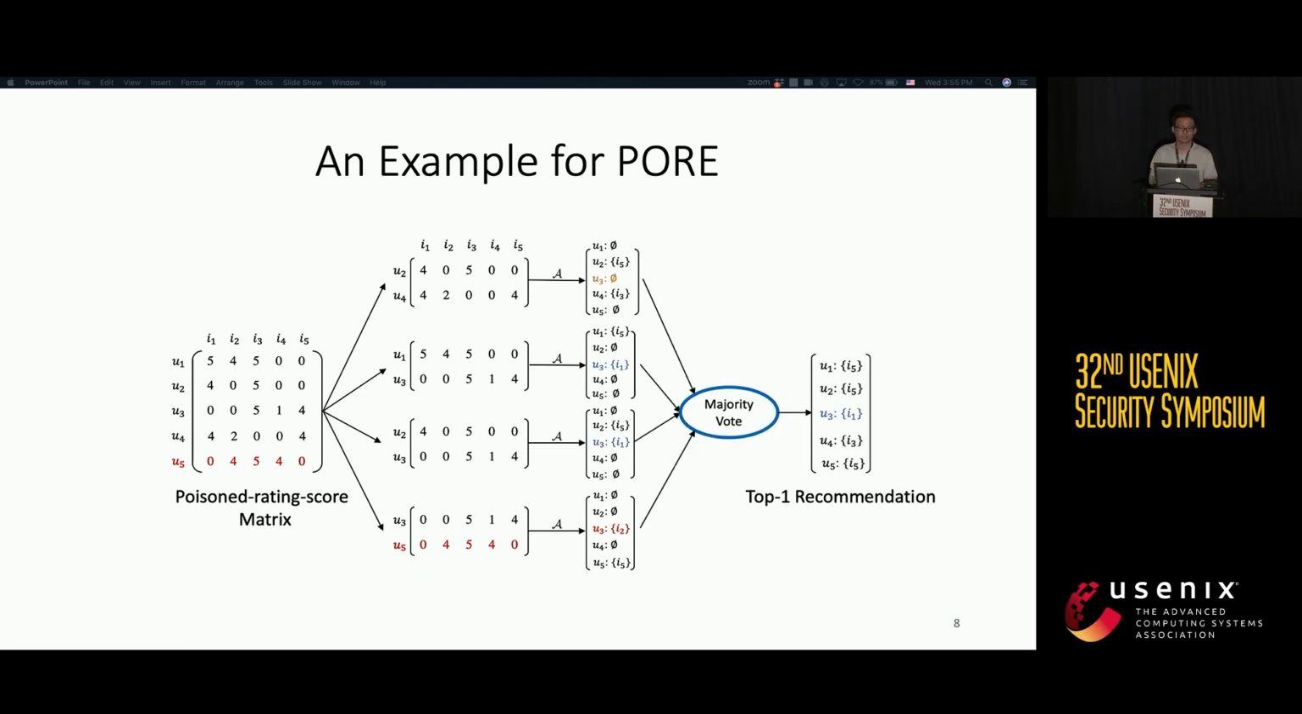However, after we take a majority vote, we find that the recommended items for those non-fake users are not affected by the fake user. For instance, for U3, the first base recommender system did not make a recommendation because U3 is not sampled in the first base recommender system. The second and third base recommender systems recommend I1 for U3, and the last, the poisoned base recommender system, recommends I2 for U3. So after majority vote, the recommended item is I1, which is not affected by the fake user.